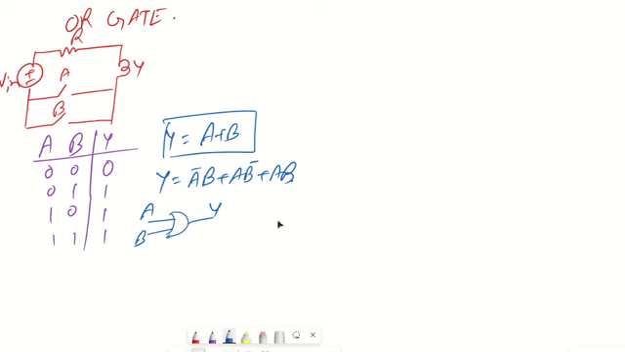Now similar to the enabling input and disabling input, we can quickly see here. Let us say we have the OR gate.